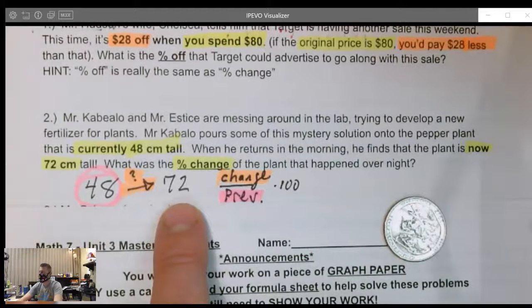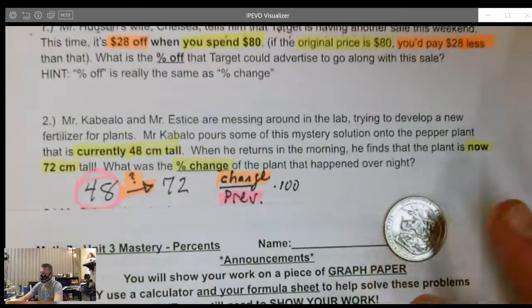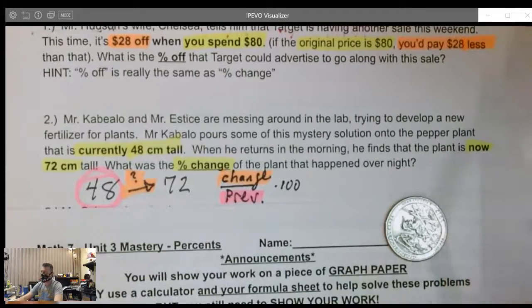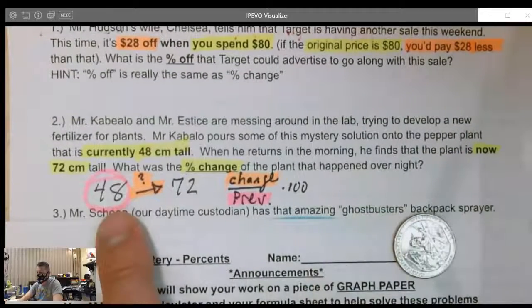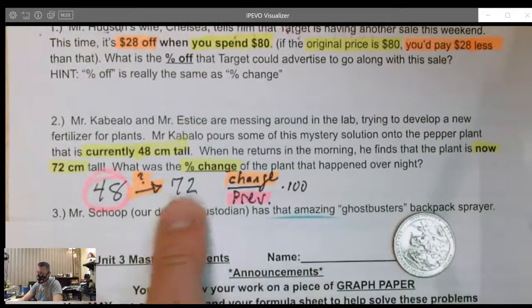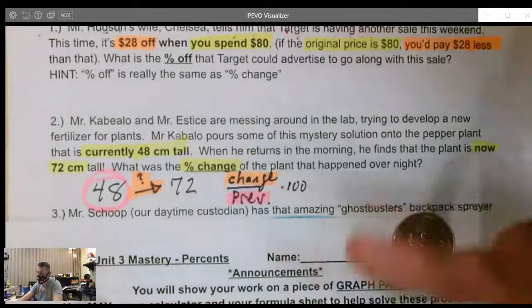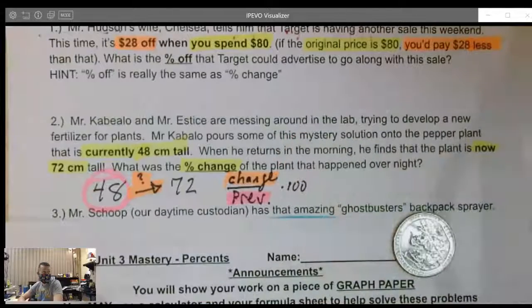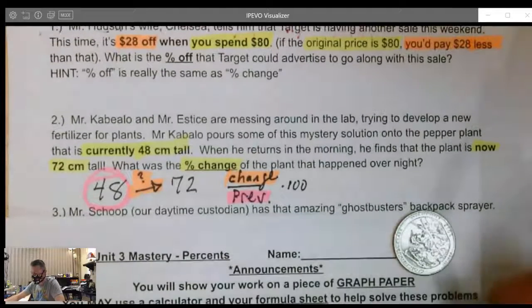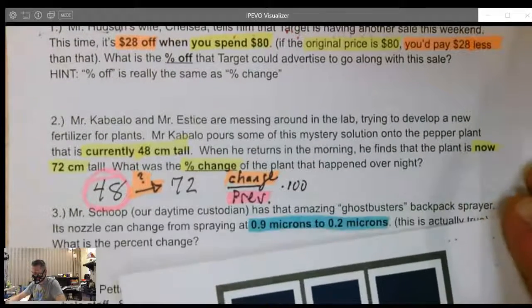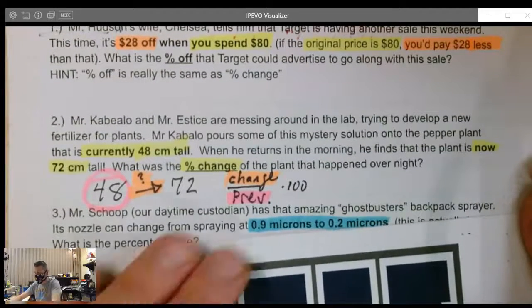I knew the word earlier, a question I don't want an answer. Don't shout out answers today when I'm asking you this. This is what you want to do on your paper: what is the amount of change to get from 48 up to 72? That is our numerator. We divide by the previous amount, which is what the plant's height was, right? What the plant's height was.